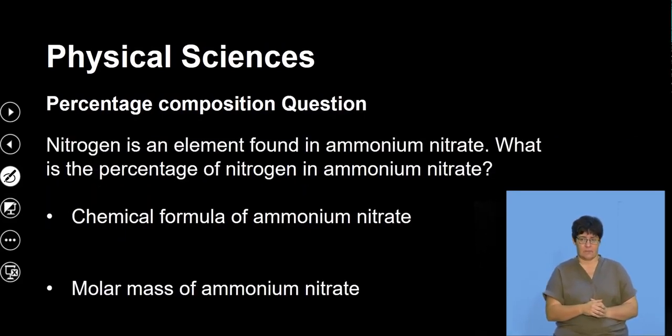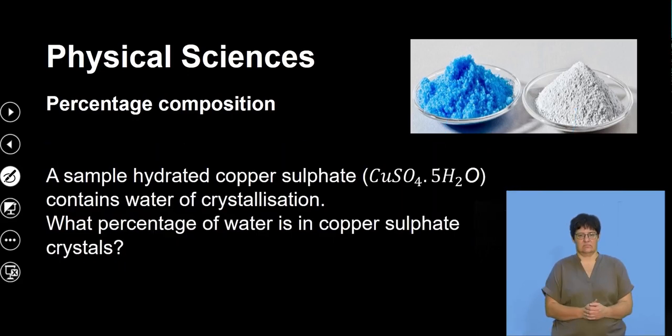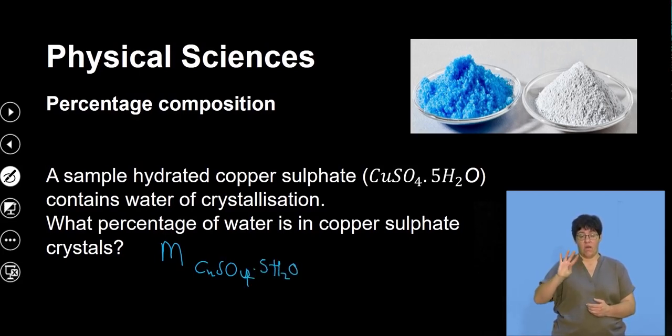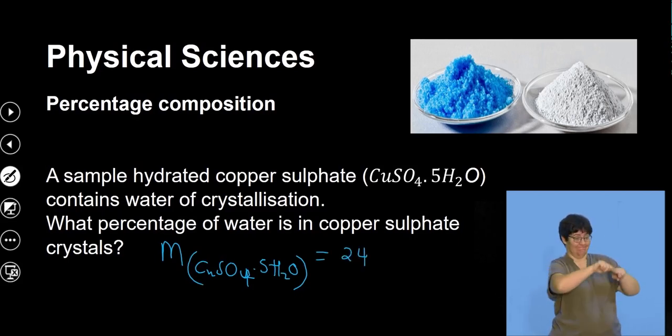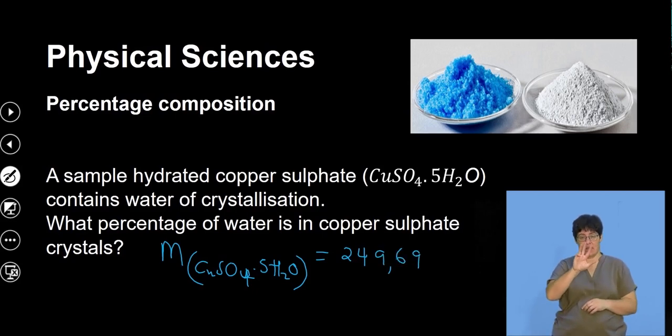So that's what we want to do, right? The molar mass of hydrated copper sulfate, CuSO4·5H2O, if you go to your periodic table, you'll get 249.69 grams per mole. So that's the molar mass. But we want to express the water of crystallization as a percentage of that.